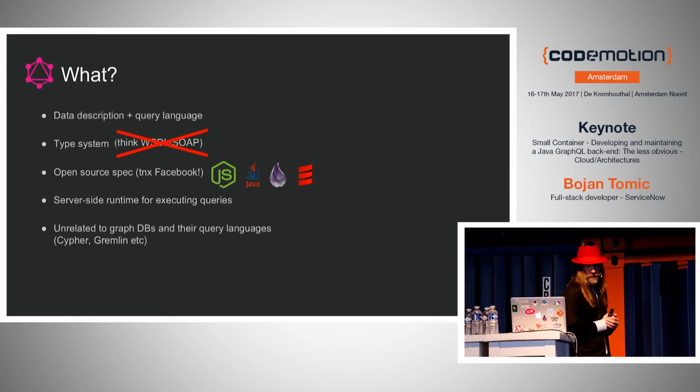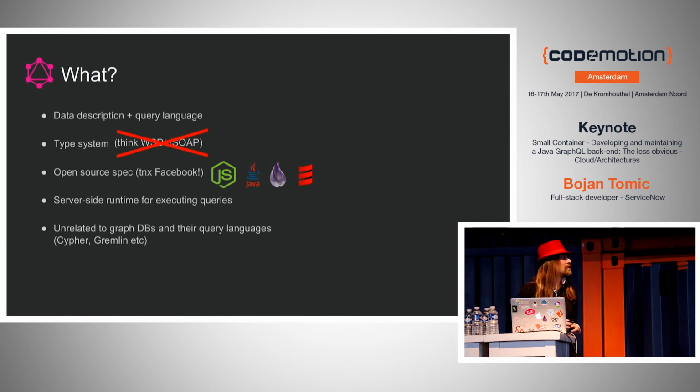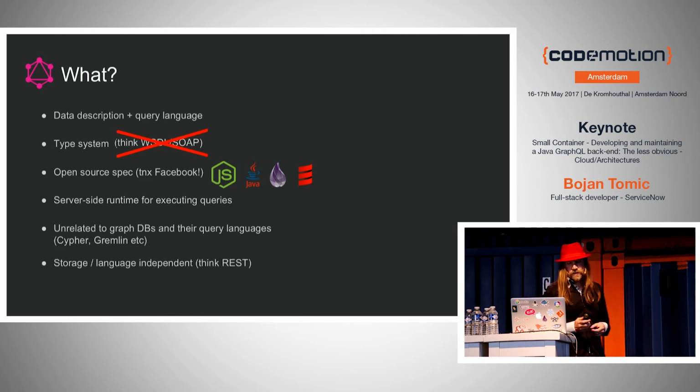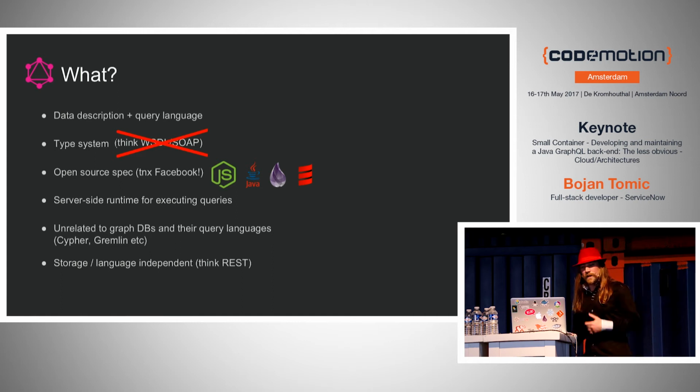It's a common misconception for some reason that it's related to graph databases or languages for querying those, but it's not. It has nothing to do with Cypher or Gremlin or similar languages that are database specific. It is absolutely storage and language independent, so it doesn't matter where your data lives or what language your application is in. It is like REST in this regard, so the closest thing to approximate it with is REST. It's a way for the client to get stuff from the server.